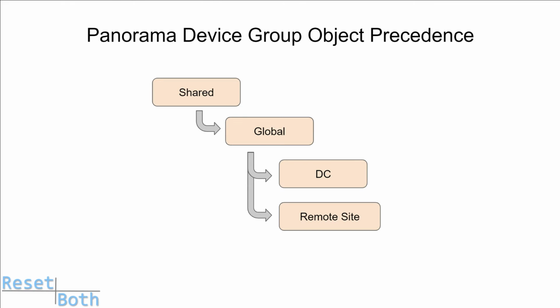In Panorama, policies and objects are organized under device groups, and these device groups can be children of other device groups. This allows policies and objects to be inherited and simplifies deployment across your organization. Today I'm going to talk about Panorama device group object precedence, or how those objects are inherited.